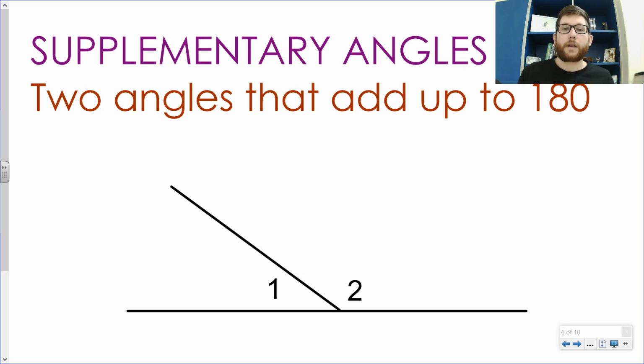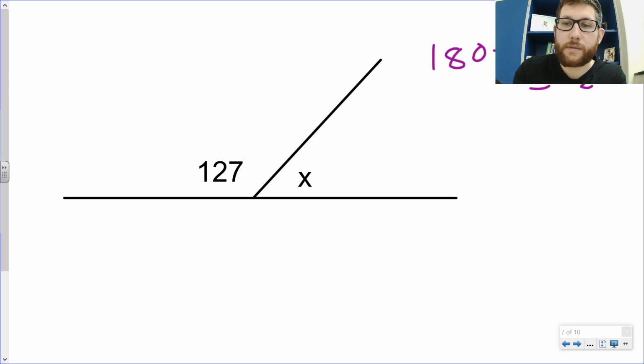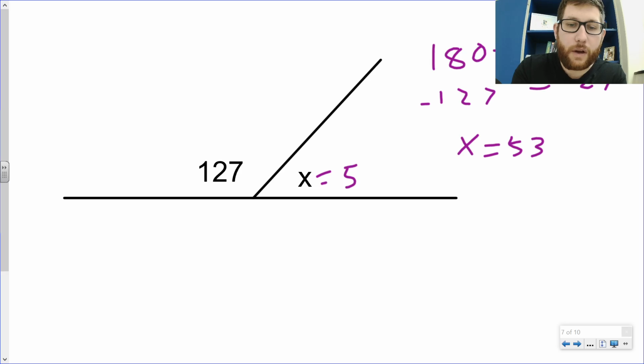All right, last one, and again, this is a super short video because there's not a lot to it. Supplementary angles, they add up to 180. So if we subtracted from 90 for complementary, what might we do for supplementary angles? Well, I think we're going to do 180. I know x plus 127 is equal to 180. So I'm going to subtract 127 on both sides. So x is equal to 53. Okay, and that looks about right. It should be less than 90. All right, so that's all there is to it.